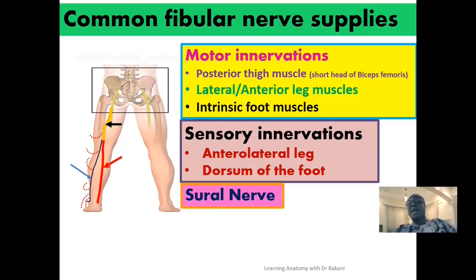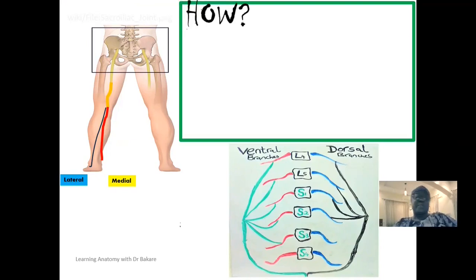This is how we have different branches emerging from the common fibular nerve to provide both sensory and motor innervation for different regions of the lower limb. So how does the common fibular nerve emerge? We say that the common fibular nerve is seen to emerge from the sciatic nerve. Of course, structurally, it is seen to be contained in a single sheath with the tibial nerve. And this is where we have the formation of the sciatic nerve.